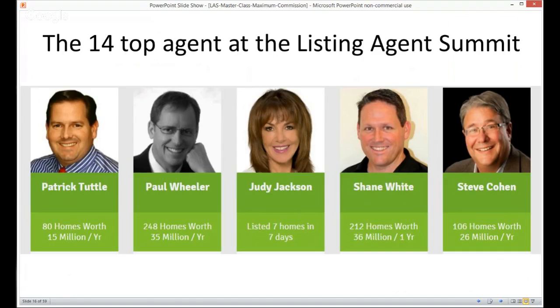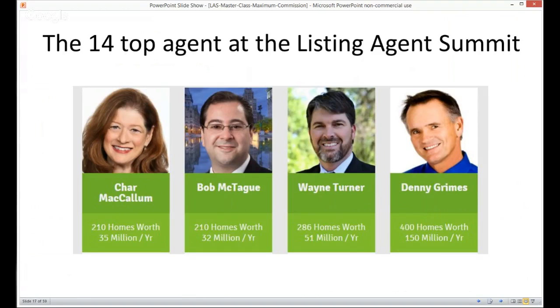We got Shane White, 212 homes. We have Steve Cohen, who had 106 homes. We got Shara McCollum, 210 homes. Bob McTagg, 210 homes. Wayne Turner, 286 homes. And Denny Grimes, 400 homes in 1 year. I just want you to know we're taking information from super sharp people here.